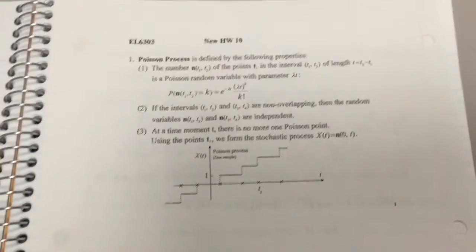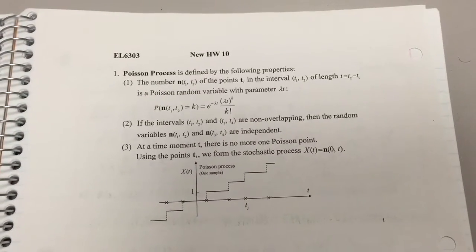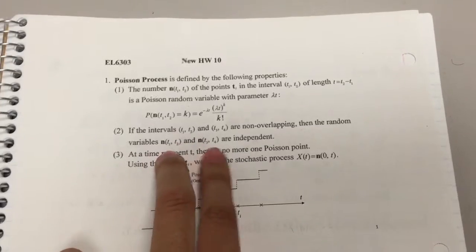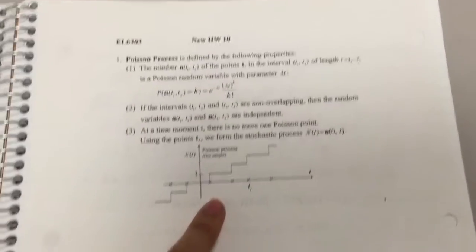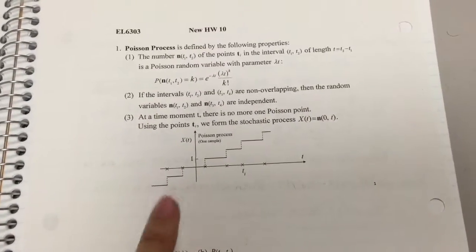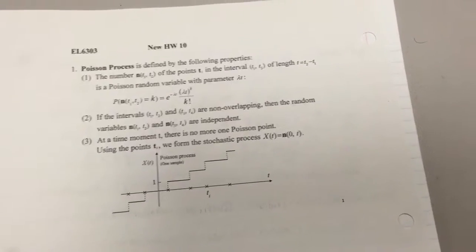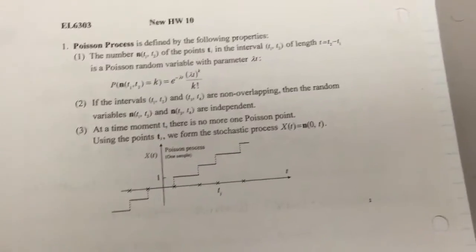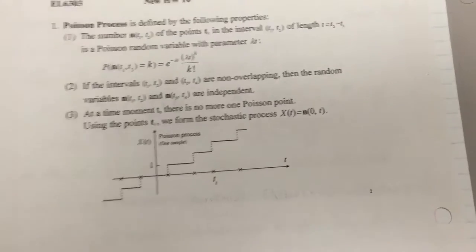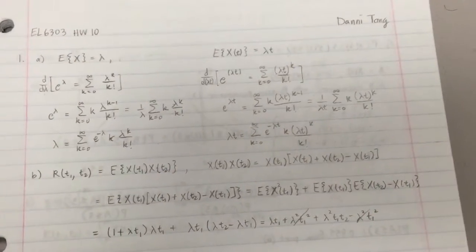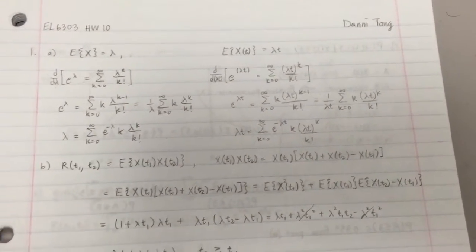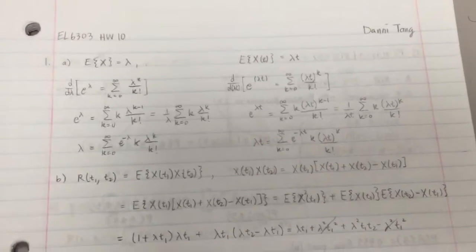It says that if intervals are non-overlapping, then you can define the two variables as independent, and that the Poisson process is an independent increment process. So for part A, they want you to find the expected value of X(t).